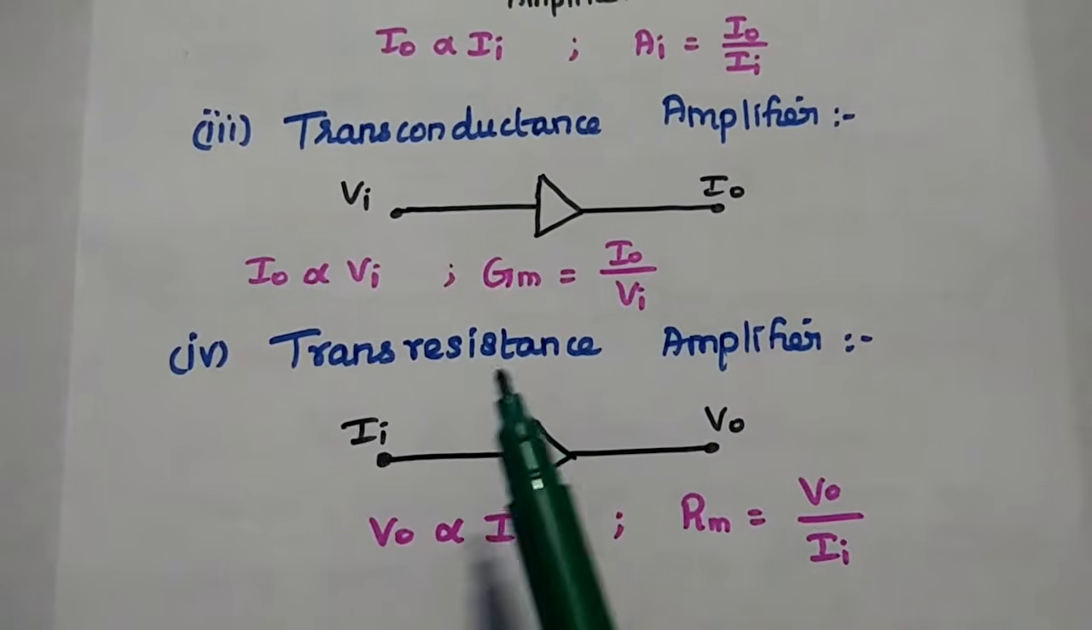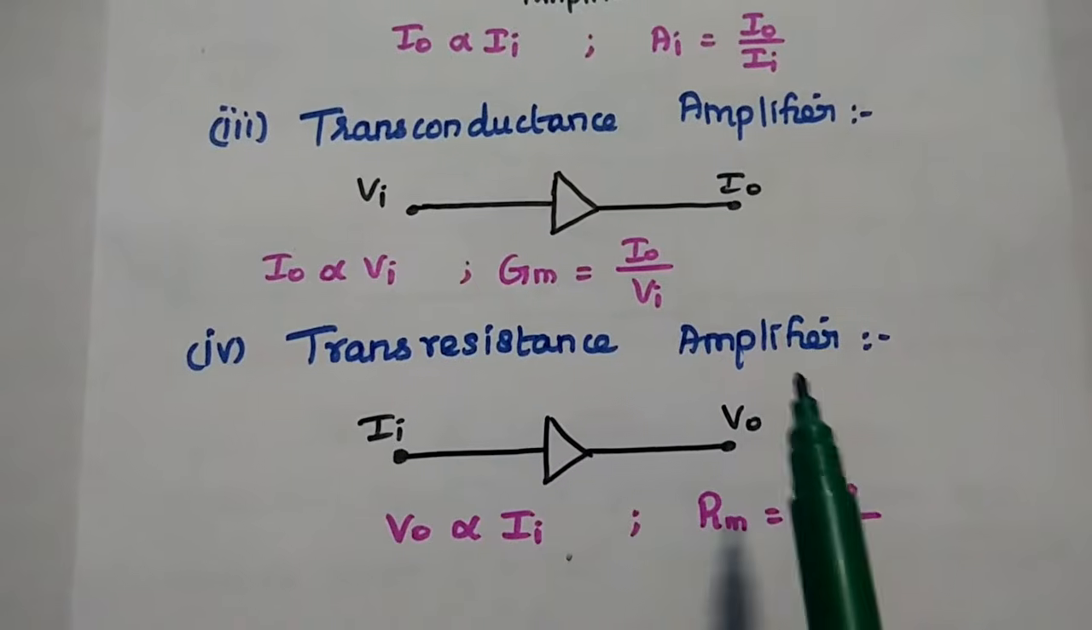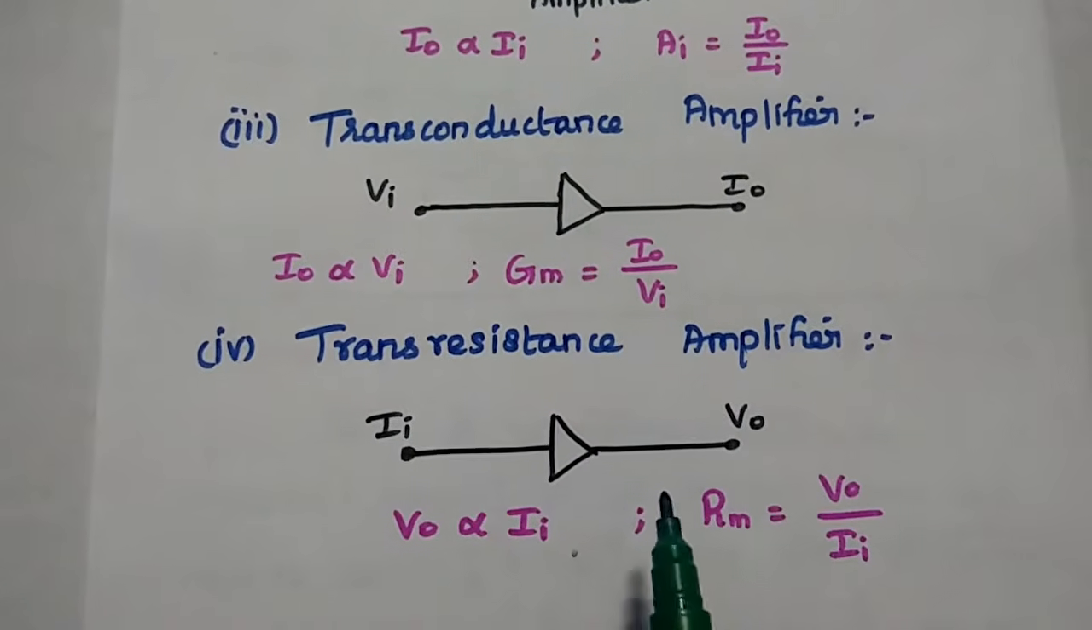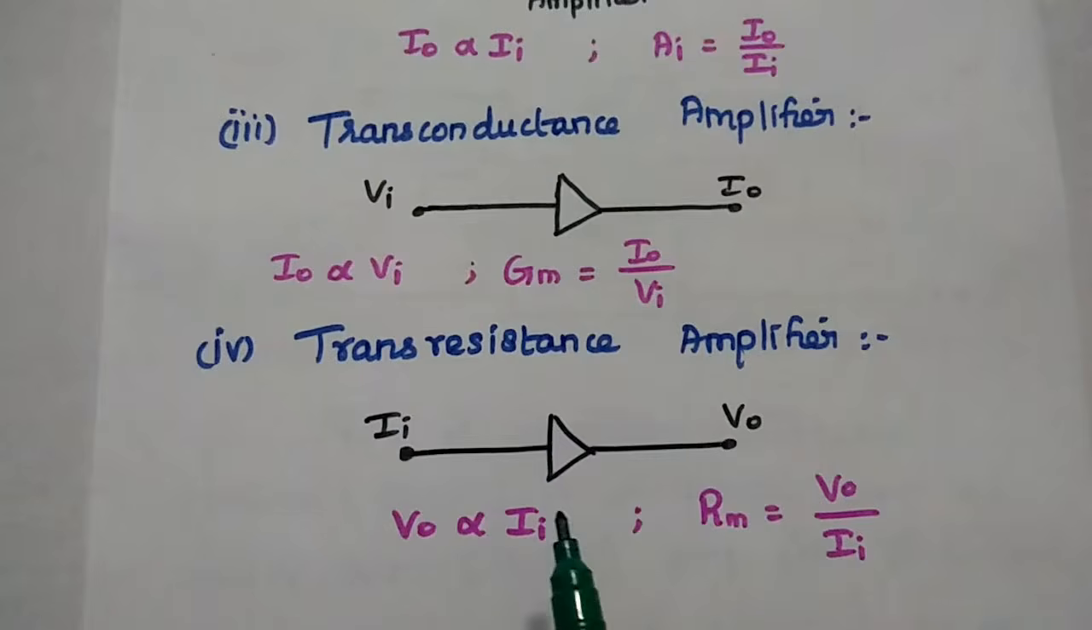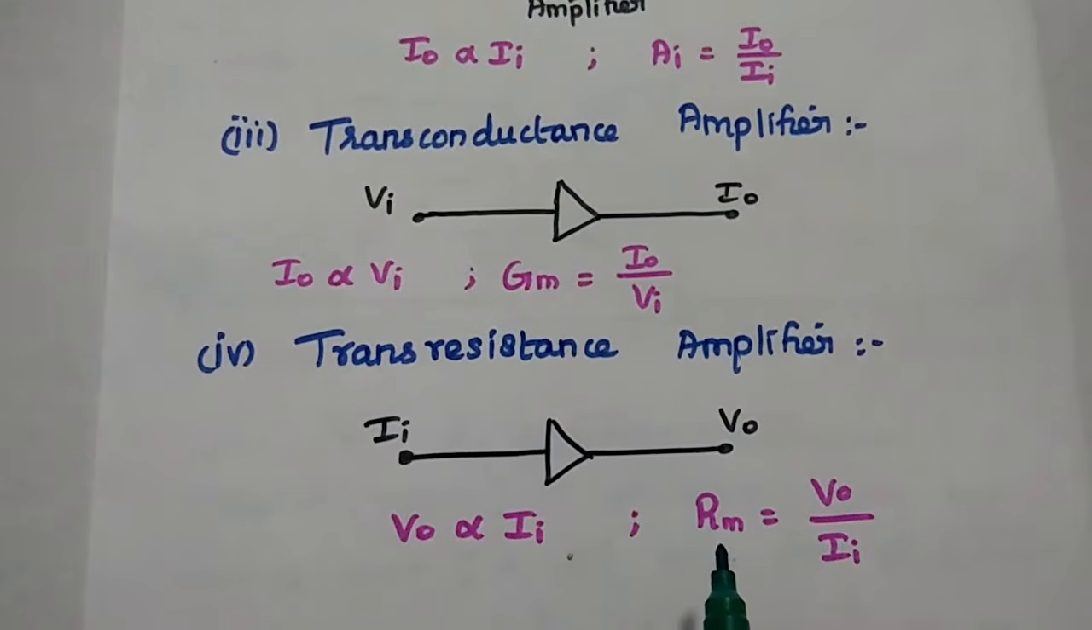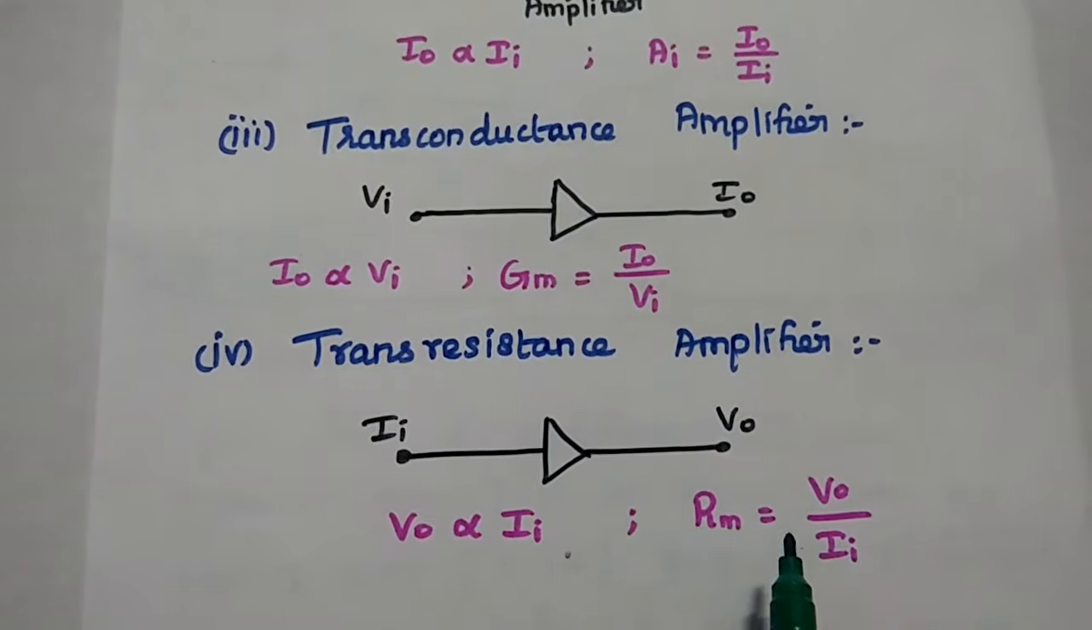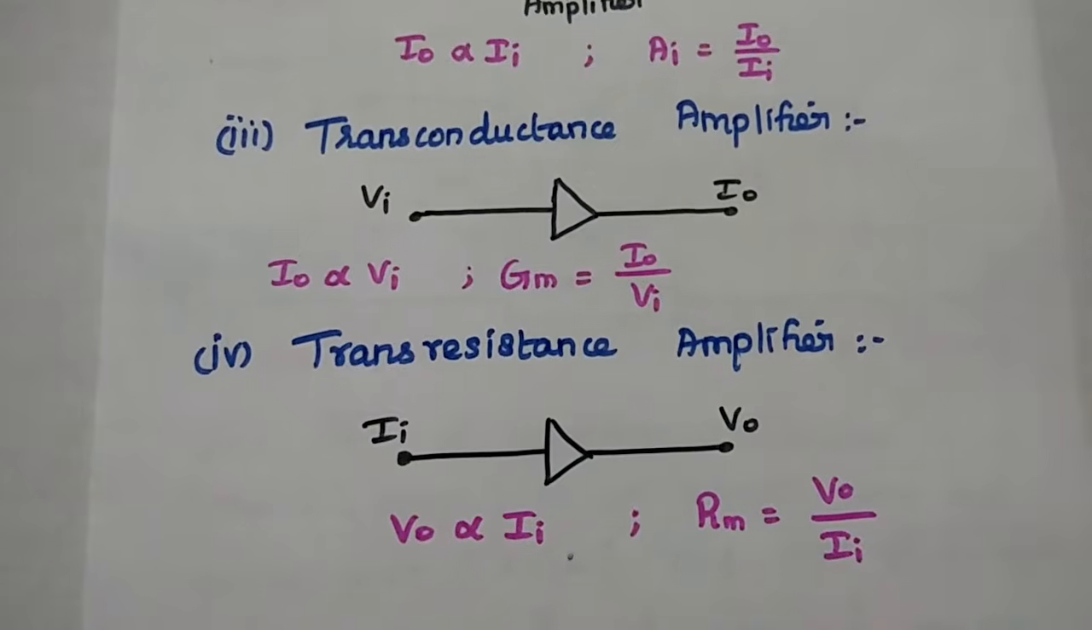The last one is Transresistance Amplifier. Here the output voltage is directly proportional to the input current. Here the proportionality constant is represented as Rm, that is equal to V0 by Ii.